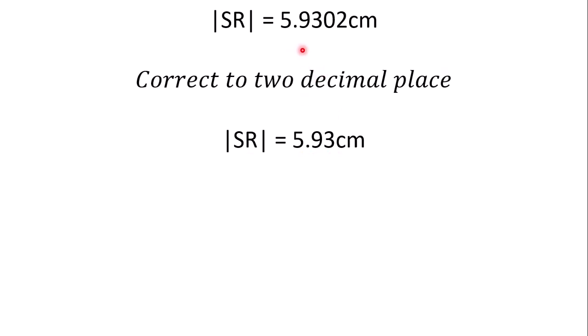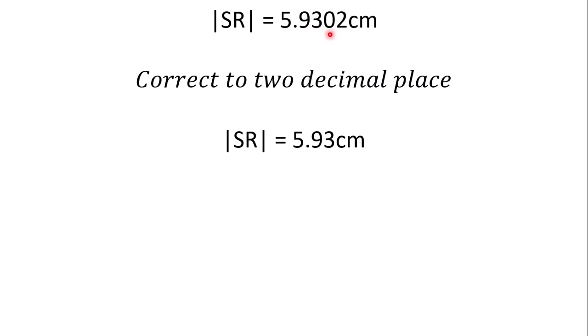When you are correcting to decimal places, this is how we do it. After counting the decimal places that you want, which here is 2, so 1, 2, then we look at the next number. If the next number is between 0 to 4, we take it as 0. If it is between 5 to 9, we take it as 1. Then we add it to the number before that.